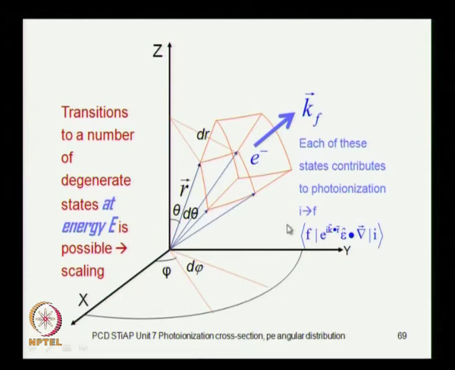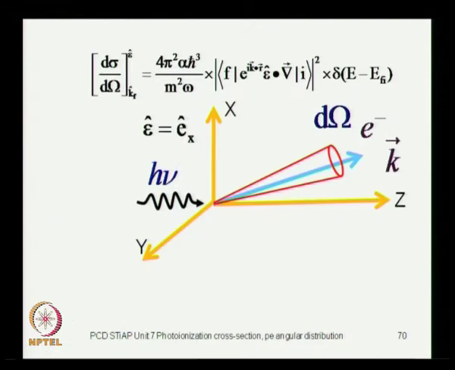Okay. So, all states which contribute to photoionization will all contribute to this matrix element if they are at an energy which is degenerate with this at this particular angle of ejection. Then what we have to do is to find out this number. So, how do we find out this number?